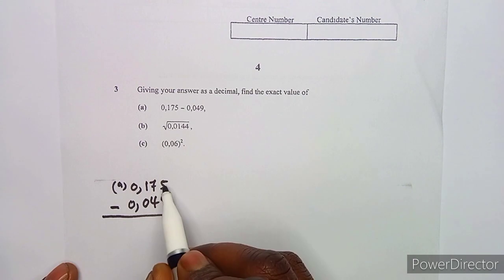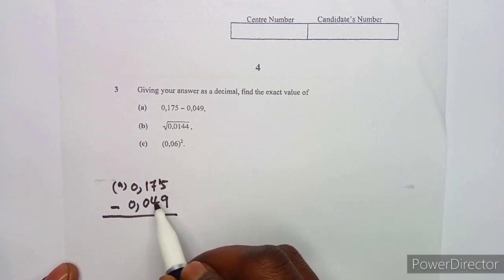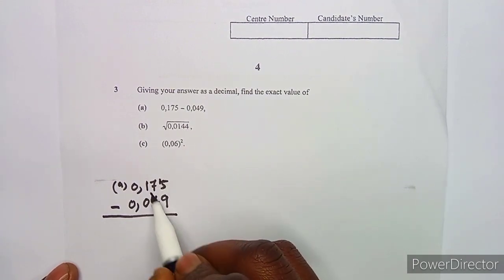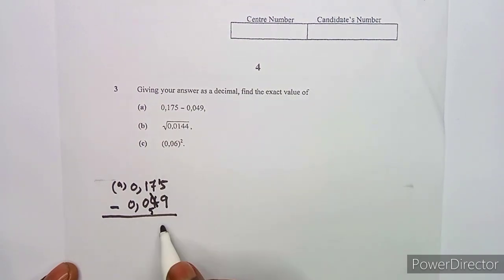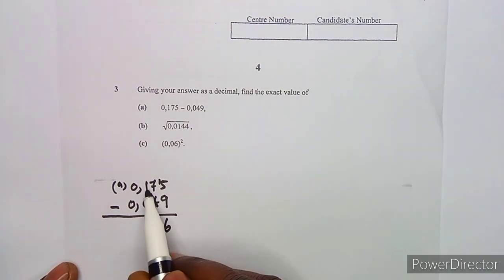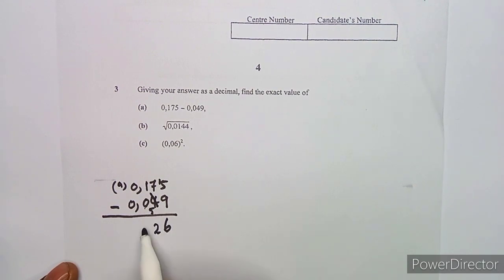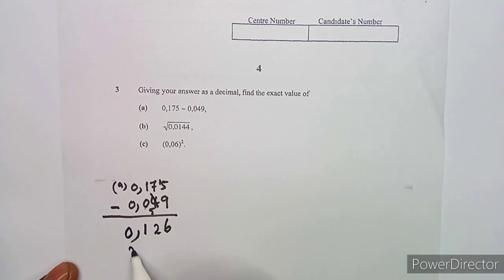5 minus 9, which is impossible. So we have to give 1 here, and that is going to be 15, and this will be 5. So 15 minus 9, which is now 6. 7 minus 5, it's possible. 7 minus 5, this is 2. 1 minus 0, it's possible, which is 1, comma 0 minus 0, which is 0. So which means you are going to obtain 0.126.